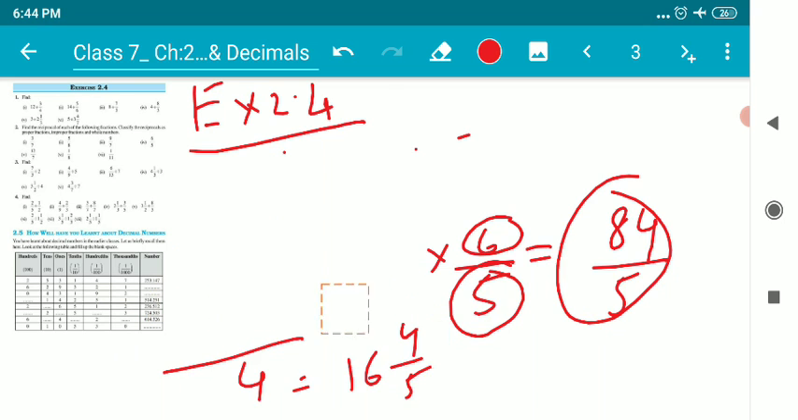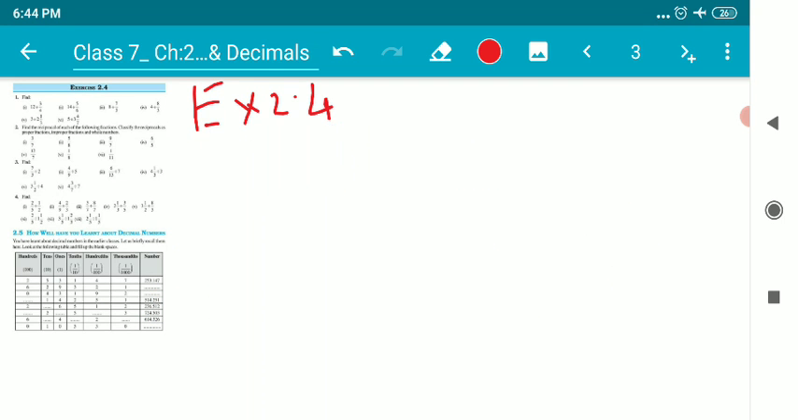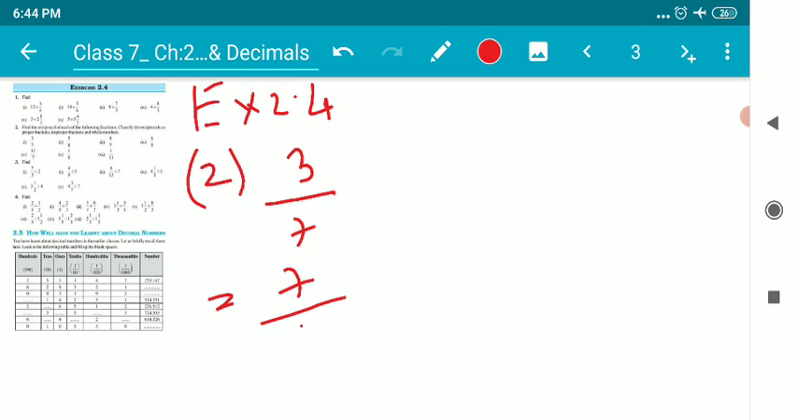Children, we are going to discuss question number 2. Let us understand some new things today. From question number 2, find the reciprocal of each of the following fractions. We are given some fractions and we have to reciprocate them. So 3 by 7. The reciprocal of 3 by 7 is 7 by 3.